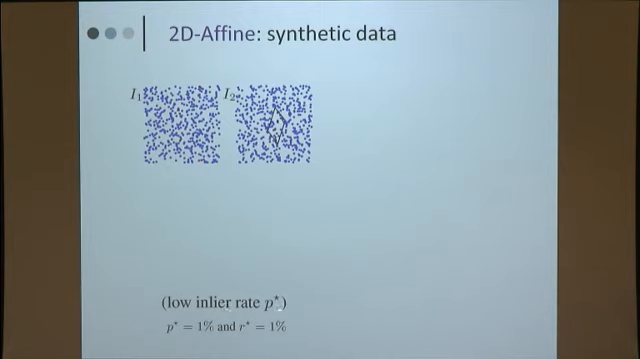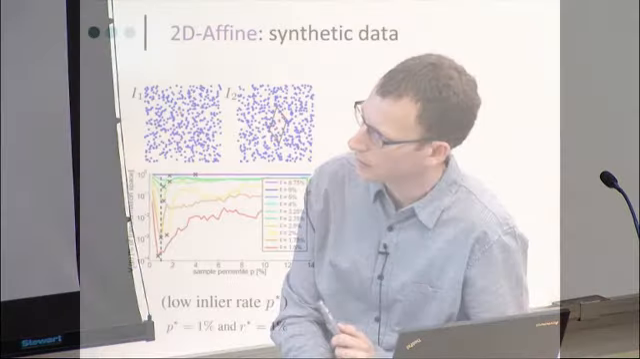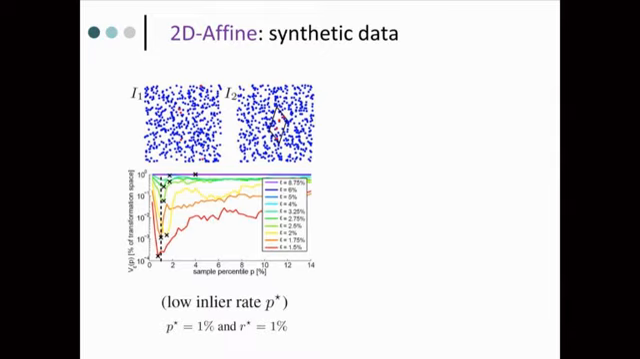And what you can see here is images I1 and I2. This is a very extreme case in terms of the inlier rate, which is very low. P star is only 1% of the matches, so only the red matches here are inliers. The rest are random outliers. And the true model is the one that takes I1 to this black parallelogram. And here are the IRE measures that we obtain for this example. You can see that for different values of epsilon, the minimum happens to be quite close to 1%, which is the true inlier rate.